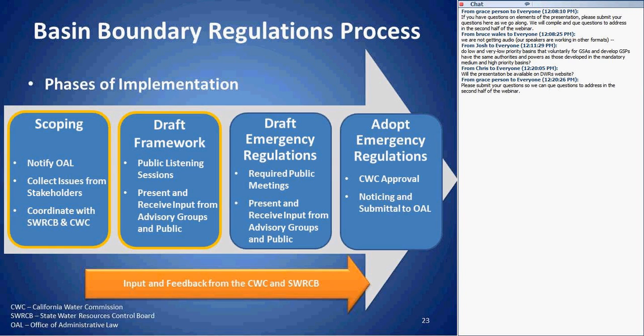We're required then to go out with an additional set of public meetings to present the draft emergency regulations and receive comments on the information from different advisory groups and the public. We'll then consider that information and feedback as we adopt or finalize the emergency regulations, which require California Water Commission approval, and submit a package of information to the Office of Administrative Law.